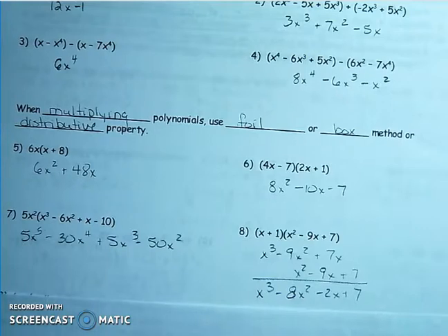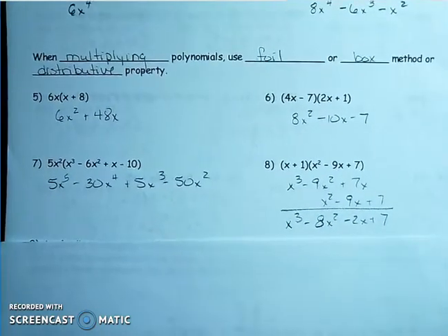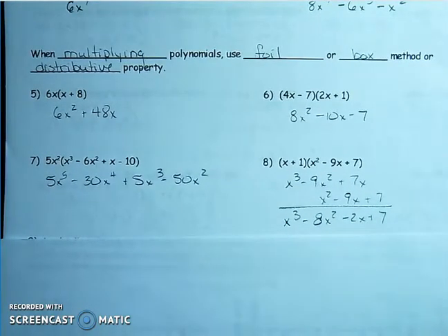In the first one, number 5, you just simply distribute. Same thing with number 7. You can just distribute the 5x squared, remembering to multiply coefficients, adding exponents.